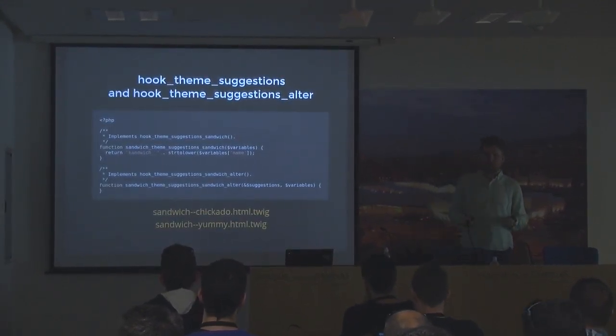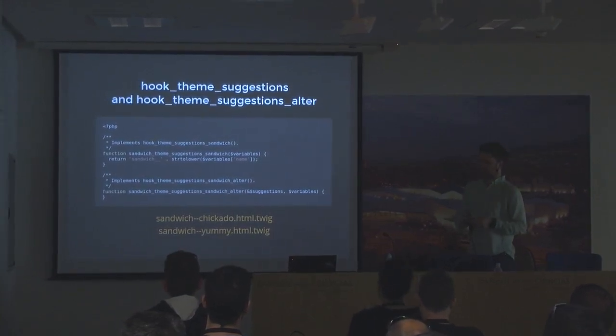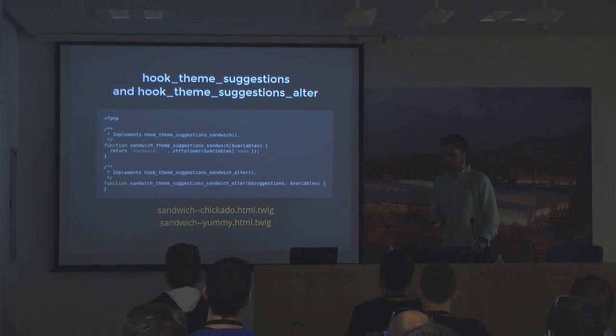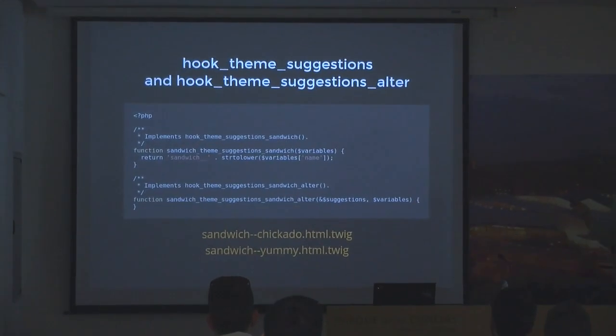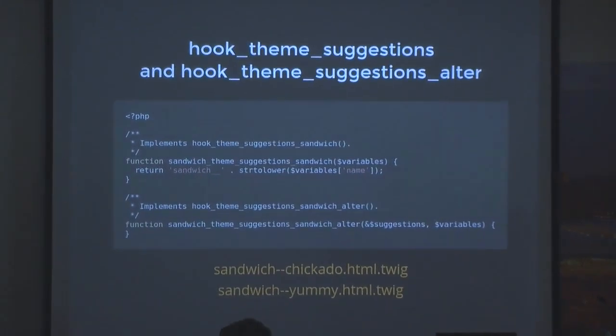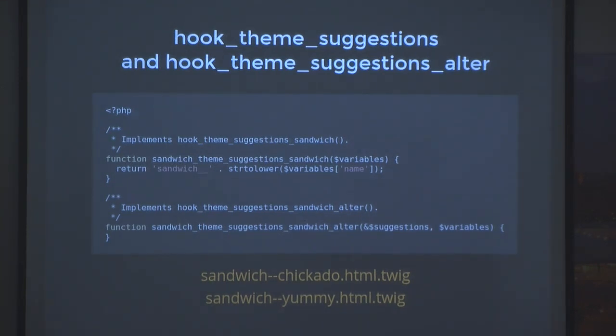That is nothing magic. That's just an API that exists in Drupal and that Drupal core uses. You can create your own theme suggestions very easily. It usually happens using the hook_theme_suggestions function. You can see the first one. Here, the first sandwich is the name of the module. The second sandwich is the name of the hook_theme implementation. So we are creating theme suggestions for a specific hook_theme implementation, which is the sandwich.